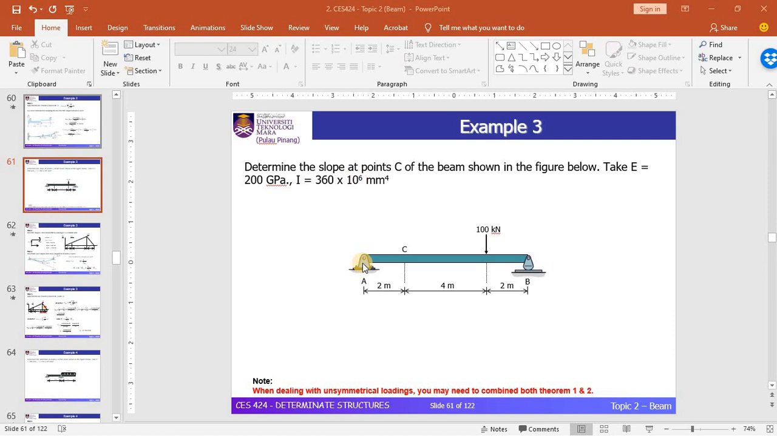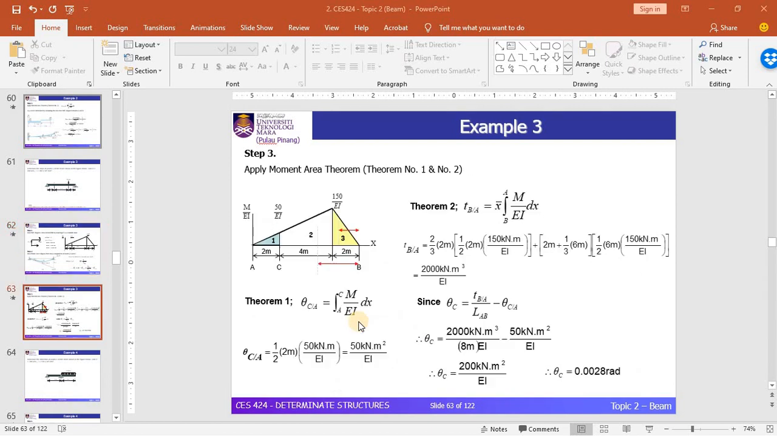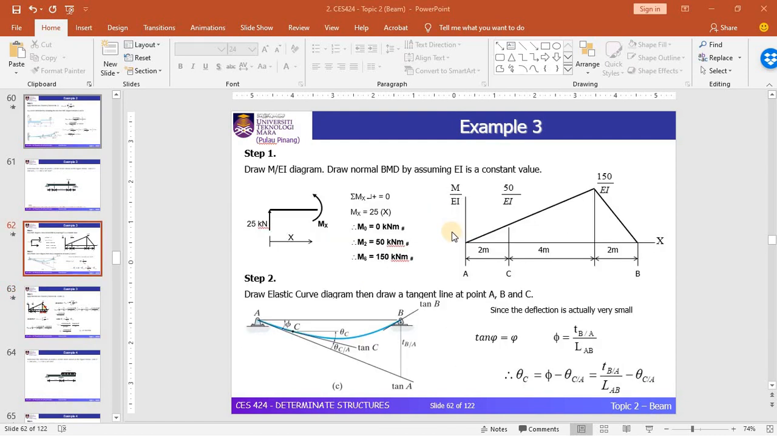One thing that I would like to highlight here: when you're dealing with unsymmetrical loading in a beam, you may need to combine both theorem 1 and theorem 2. Okay, so let's discuss the solution. As usual, the moment area theorem involves 3 steps. The first step is to draw the M/EI diagram. The second step is to draw the elastic curve diagram, and the last is to apply the theorems. In this case, we need to apply theorem 1 and theorem 2.